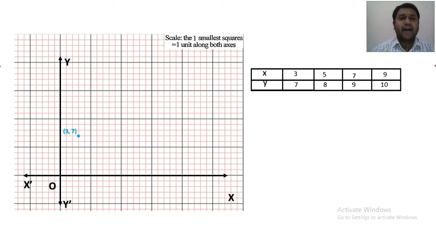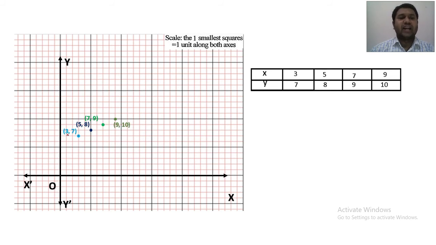Similarly 5 comma 8, I'm just writing 5 here, and it is 8. This is our 8. So look here, this is our 5 comma 8. Then 7 comma 9. So 5, 6, 7 here, x is 7 and y is 9. Here it is, 7 comma 9. Similarly 9 comma 10 is just here, 9 comma 10.